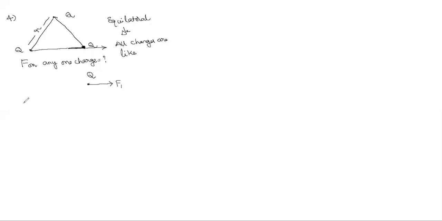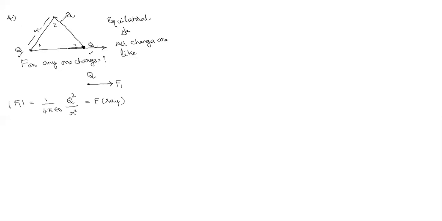To avoid confusion, I am writing straight away the magnitude of that F1. F1 magnitude equals 1 by 4 pi epsilon naught times Q1 Q2, that is Q square, by the distance between them, which is R square. Let it be F. Now we have found the force between these two charges.